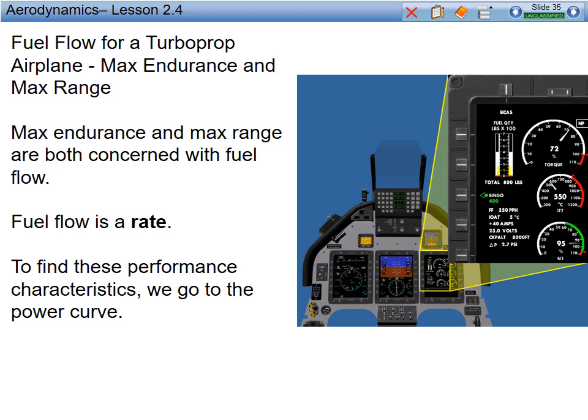Transitioning from the climb to our maximum endurance and maximum range profiles, we need to shift our performance characterization from worrying about climb performance to worrying about fuel burn performance. As fuel flow is a rate, pounds per hour, gallons per hour, liters per hour, all of the cruise performance profiles will be found on the power curve, as power is the rate of doing work.